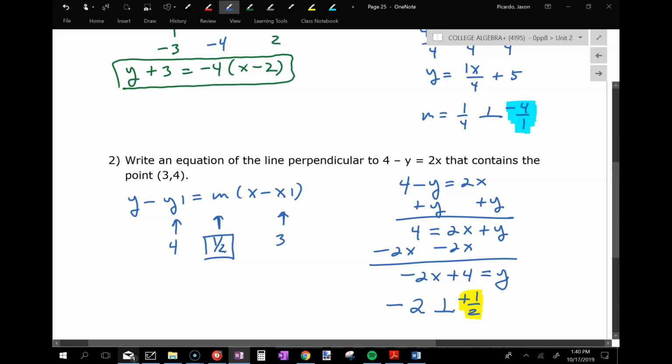So I get y minus 4 equals 1/2 of x minus 3. And that is our equation.